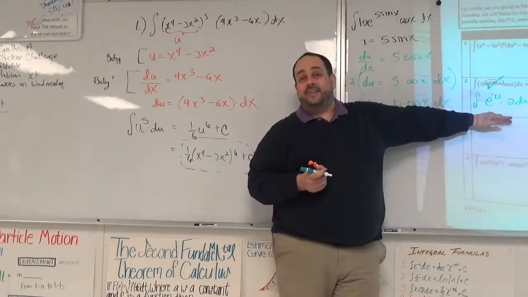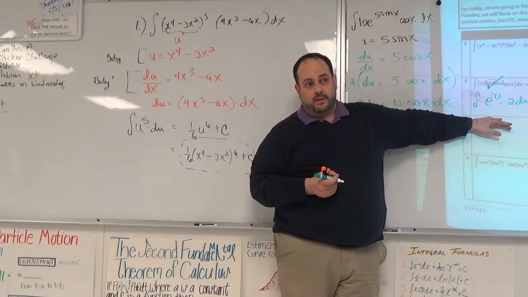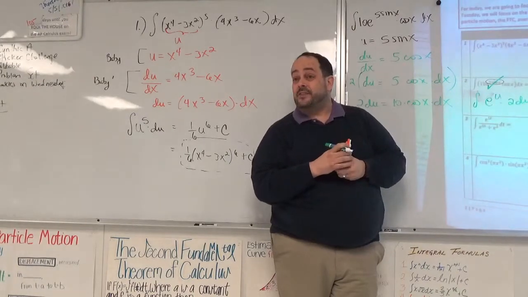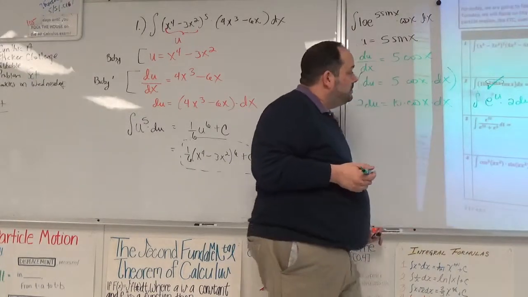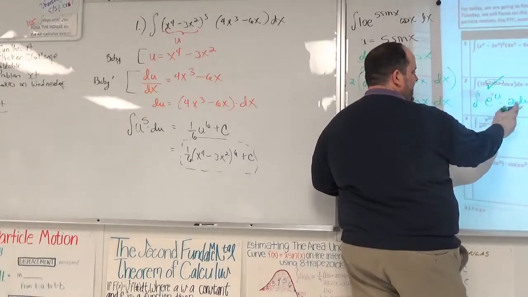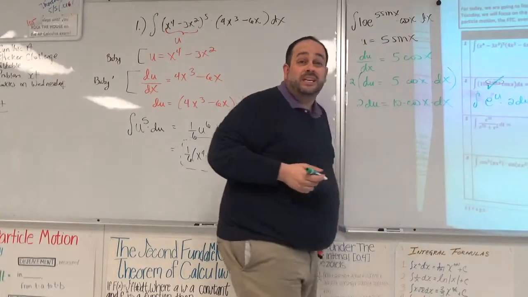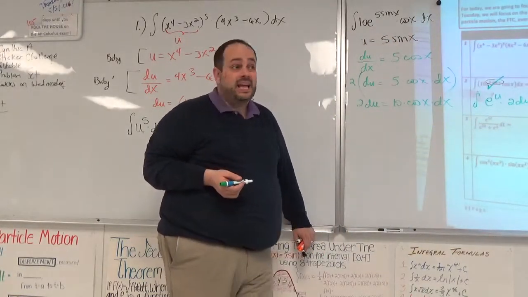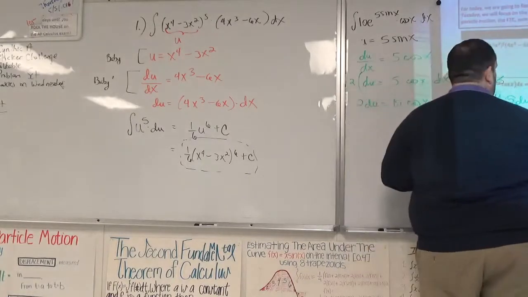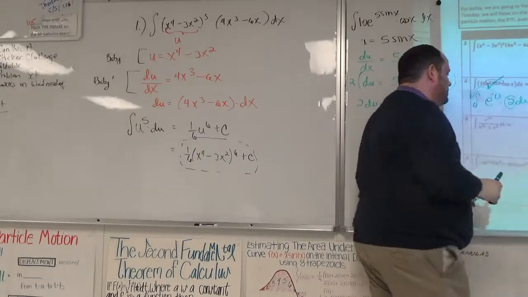This is not your final answer. You need to integrate. There are nice, legal things you can do to make life better. I've got e to the u times 2 du. That 2 is a constant, so I can take it out. So I've got 2 times the integral of e to the u du.